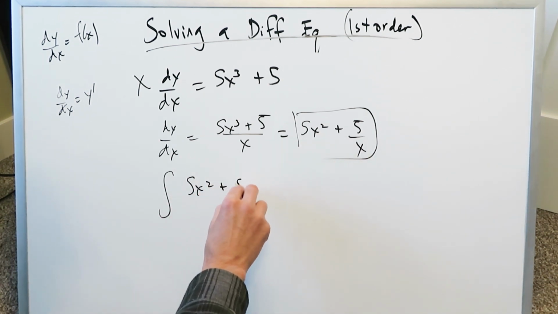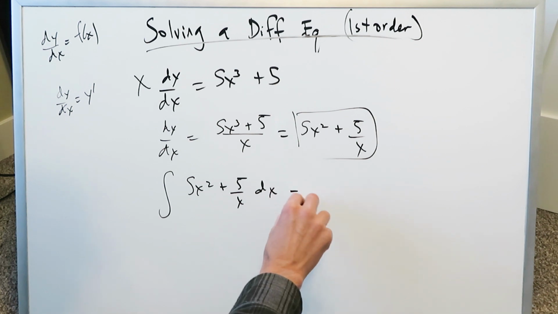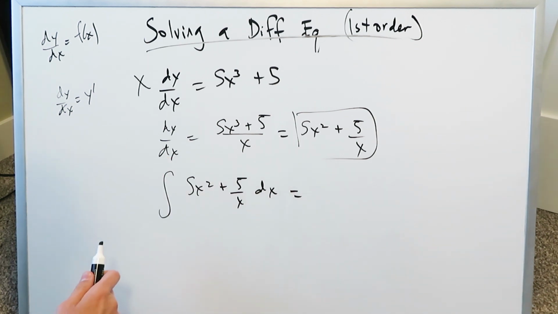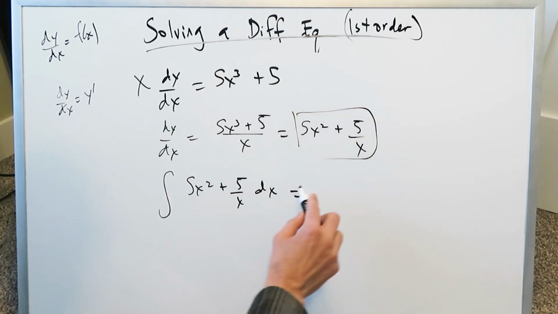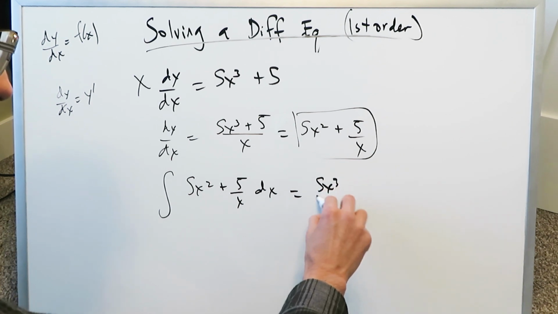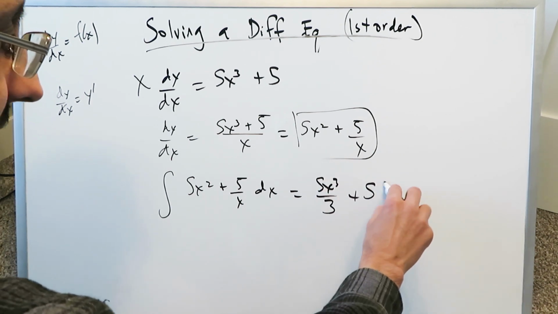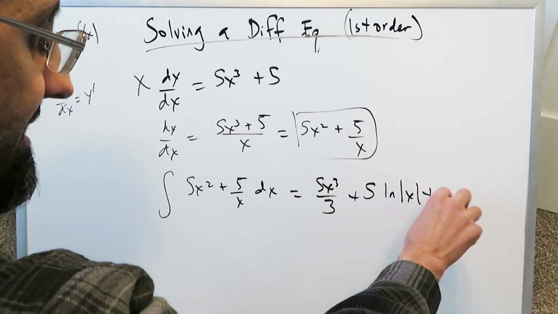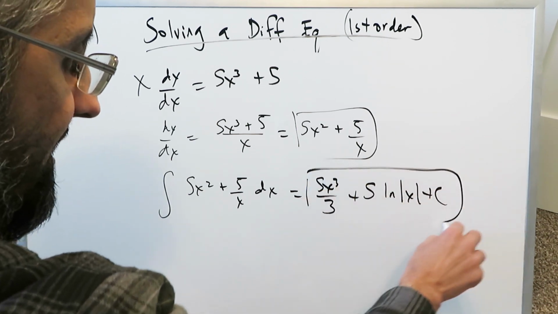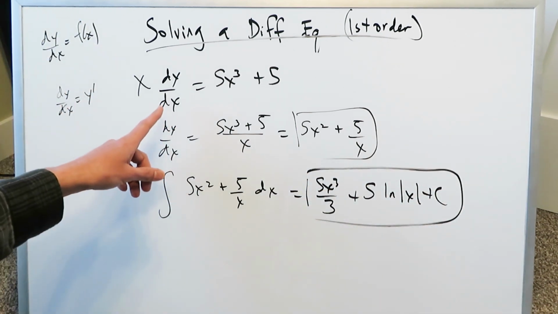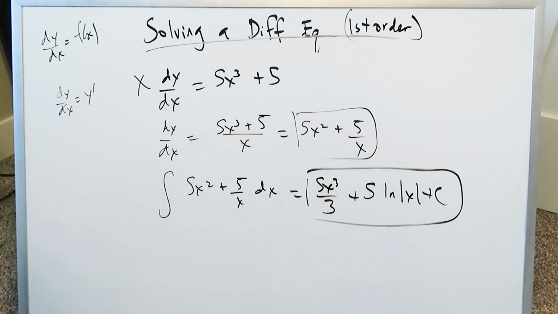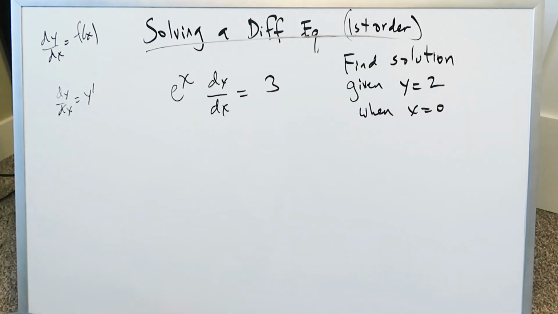5x squared plus 5 over x dx. The result of this is going to be your answer for this particular question. You're going to have 5x cubed over 3 plus 5 natural log x plus c, and that right there would be representing the function for which this differential equation is true. And it wasn't too hard, and it should be right. Let's look at this question.